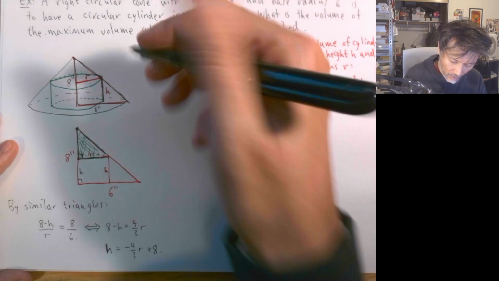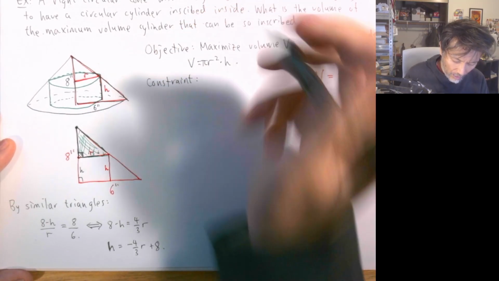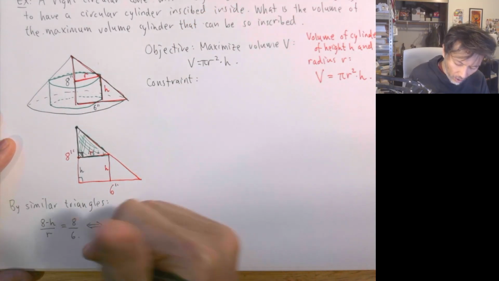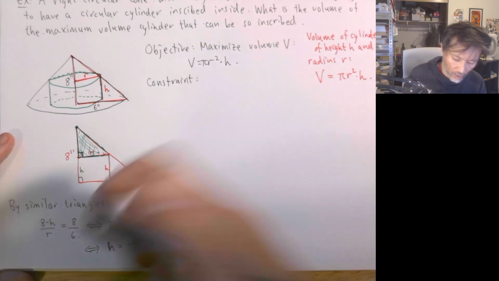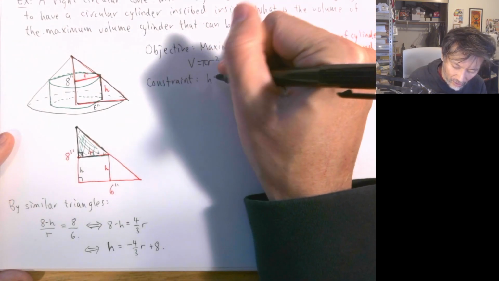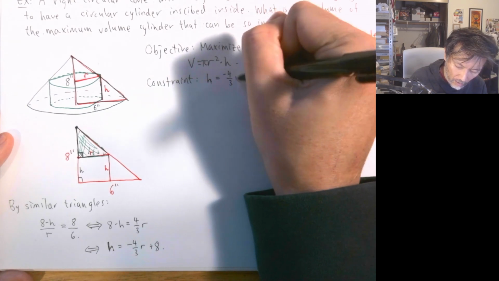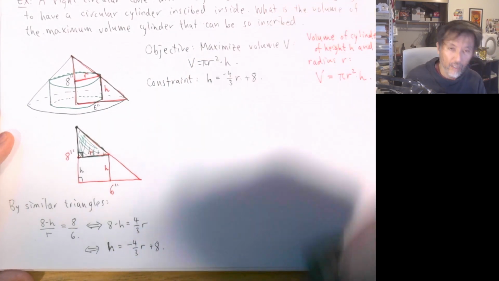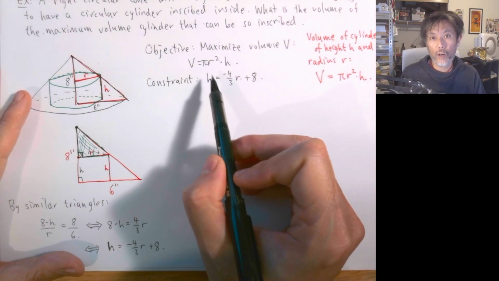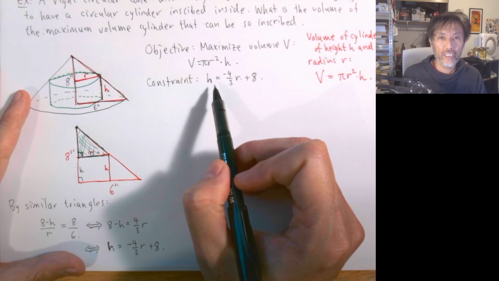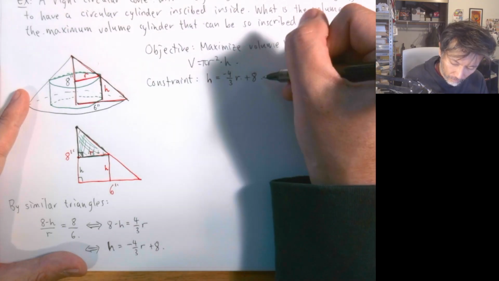So now we can call this our constraint. Any of these equations, because they're all equivalent to one another after all, could work as the constraint. I'll just call this the constraint because it makes it easier to plug it in the next step. And then what we're going to do is make v a function of r only by replacing the h in this expression for v with this expression.